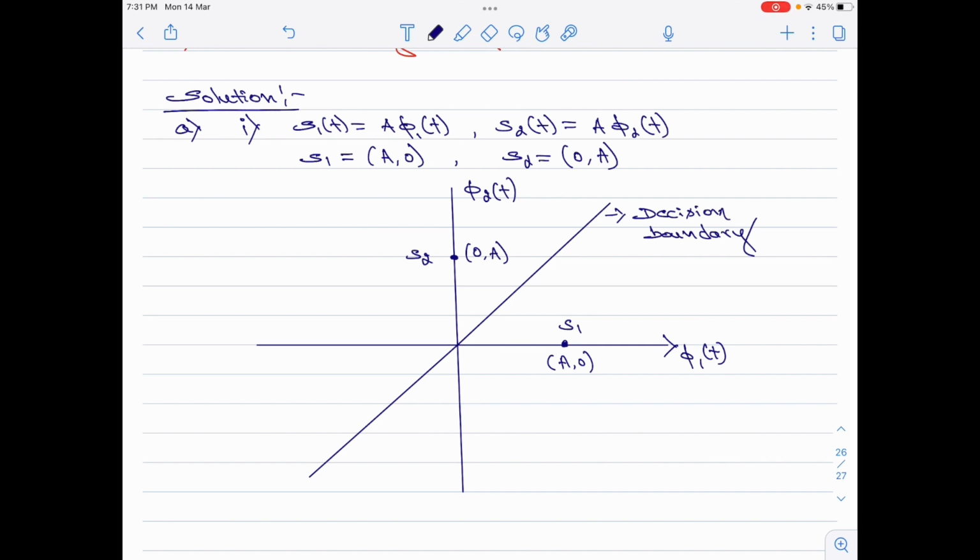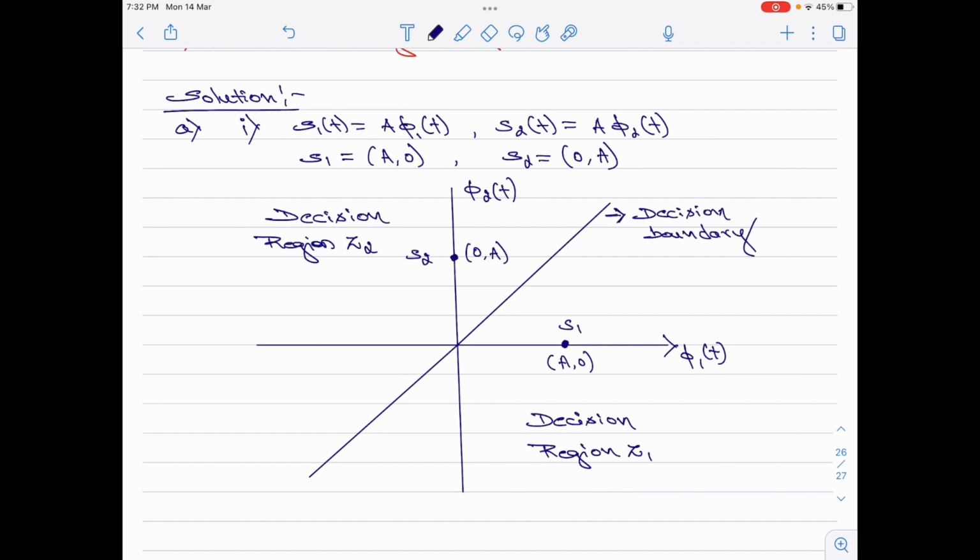right? Then all of the points that are below the decision boundary, they form the region Z1, which is decision region Z1, and all of the points above the decision boundary, they form decision region Z2. Please note, a decision region is simply a set of all points that are nearest to a vector Si than the vector Sj. In this particular case, all of the signal points that are below the decision boundary are nearer to the signal point S1 and all of the signal points above the decision boundary are nearer to the signal point S2.